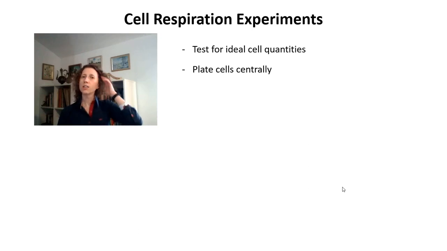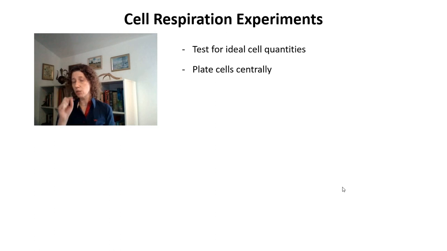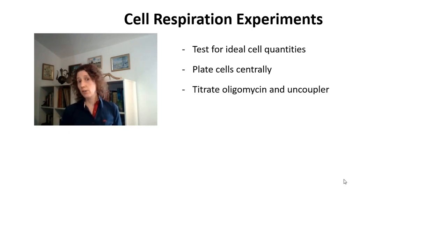A second thing is that you really have to be careful how you plate these cells within the wells. You want the cells plated centrally. You don't want cells on the periphery because they can get stuck there and not be measured as the oxygen electrode goes up and down. So you don't want cells on the walls at the sides. You want cells on the bottom of the plate, and plate them in the very center, and that will help with that.